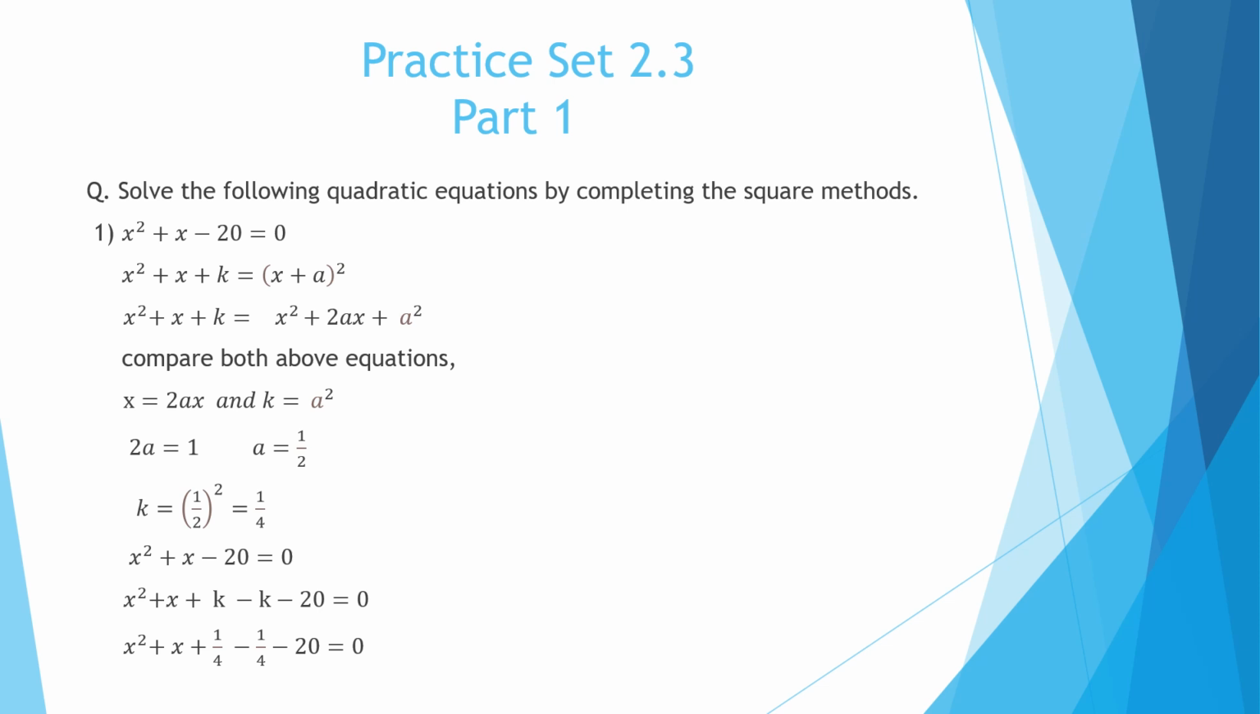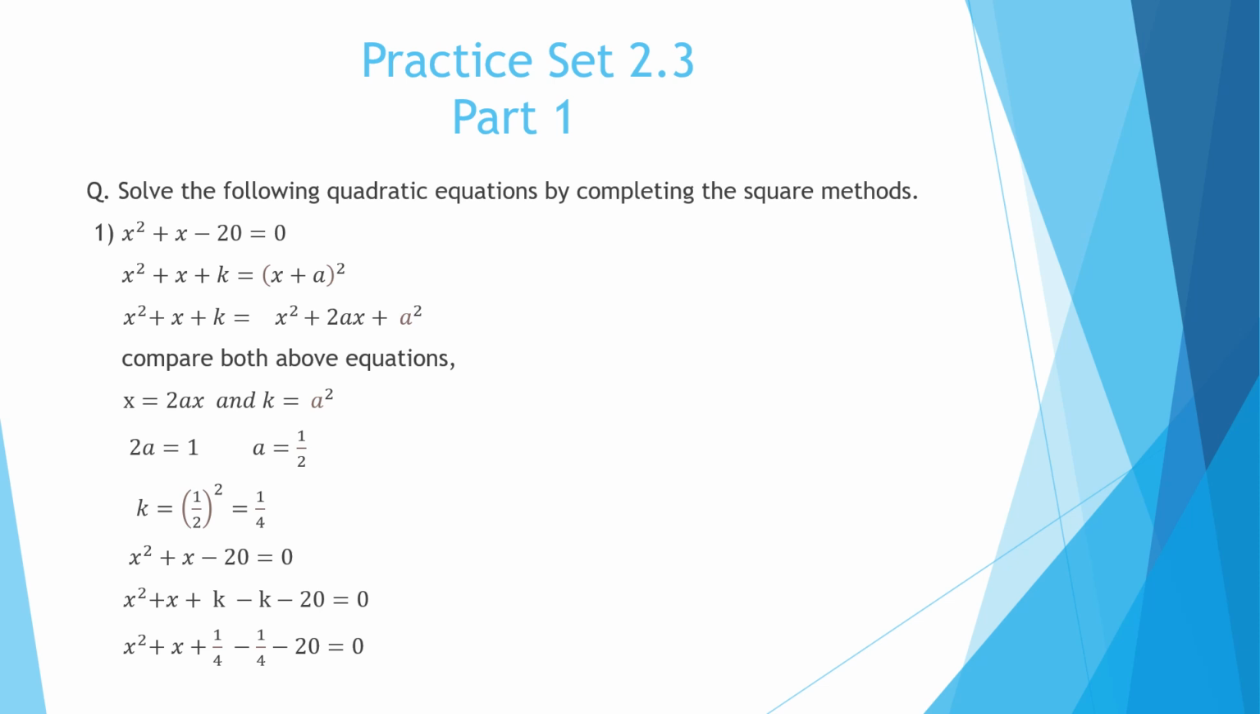First we write the equation like this: x square plus x plus k is equal to (x plus a) whole square. Here, to complete the square, we write k. (x plus a) whole square is equal to x square plus 2ax plus a square. Here we apply the formula (a plus b) whole square is equal to a square plus 2 into a into b plus b square. So we write (x plus a) square is equal to x square plus 2ax plus a square.